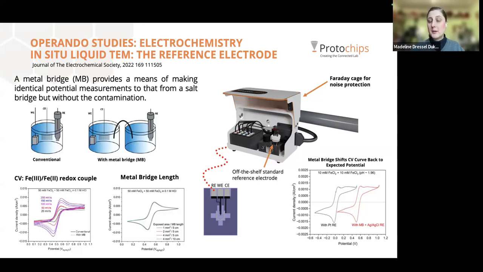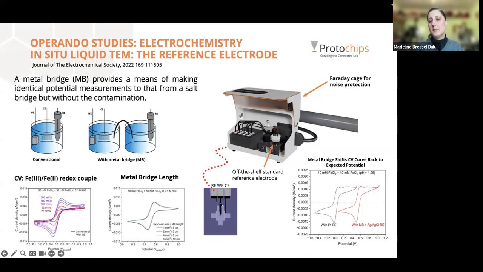So most benchtop type studies will use a salt bridge, and the salt bridge allows ions to pass between your cell that has the working electrode and counter electrode and the reference solution. They're all generally in something here together, but there's a salt bridge in here. In this case, we're using a metal bridge. Now the metal bridge here is platinum. That's the same electrode that's on our chip.